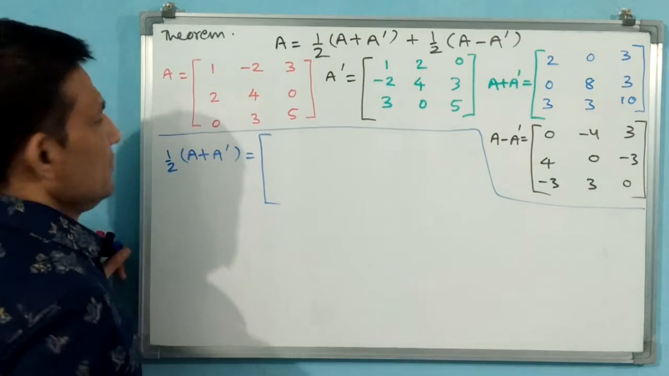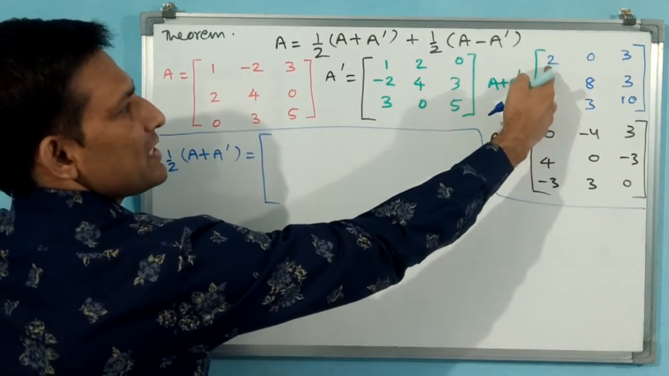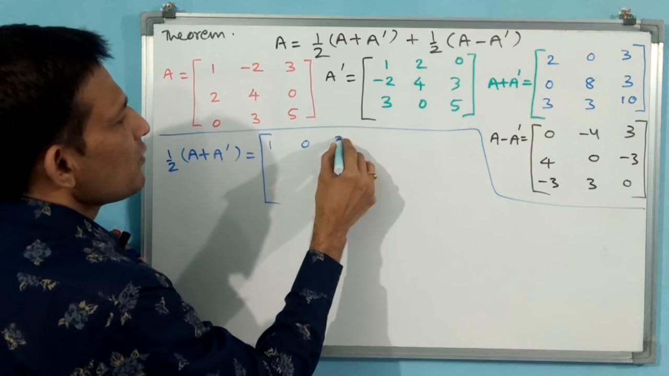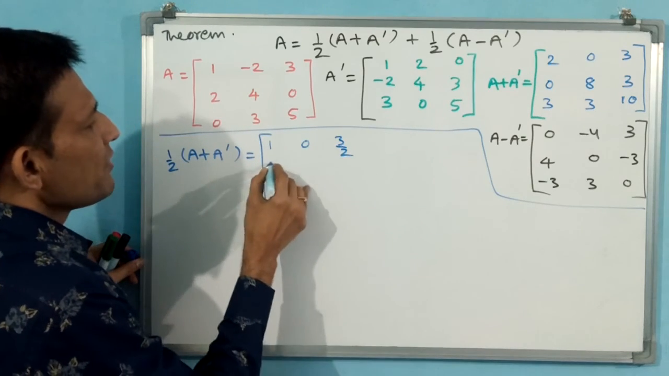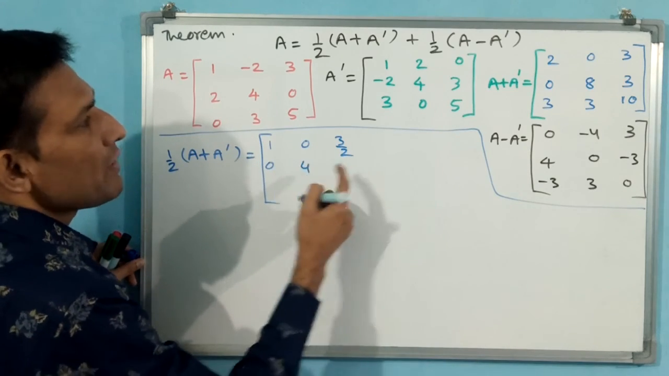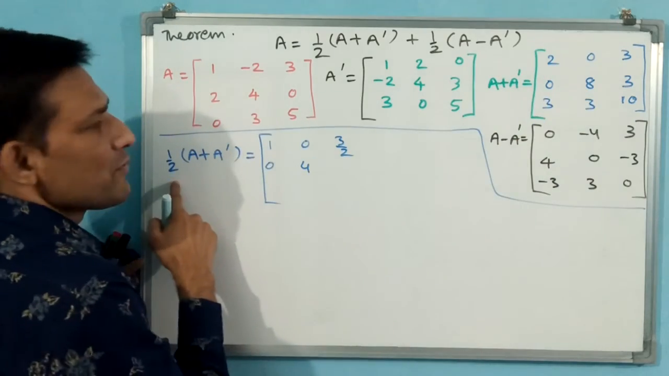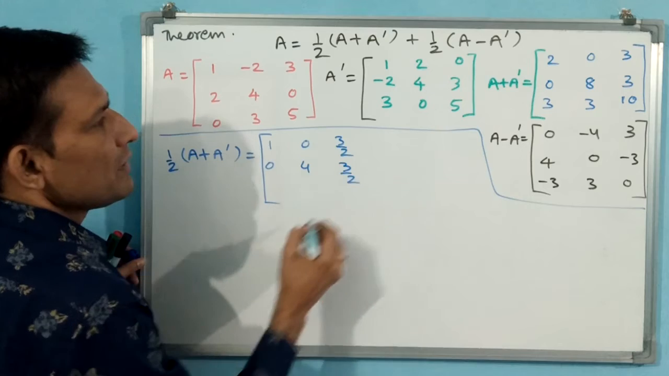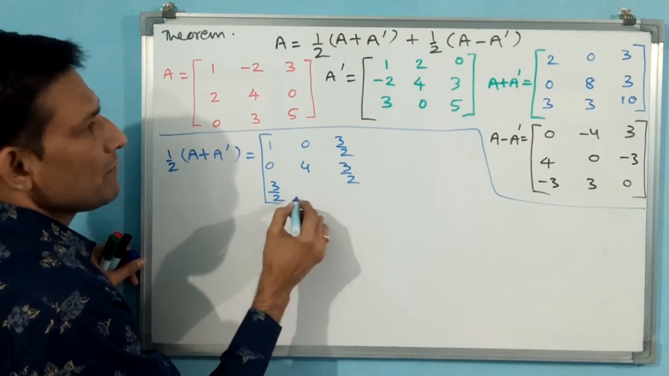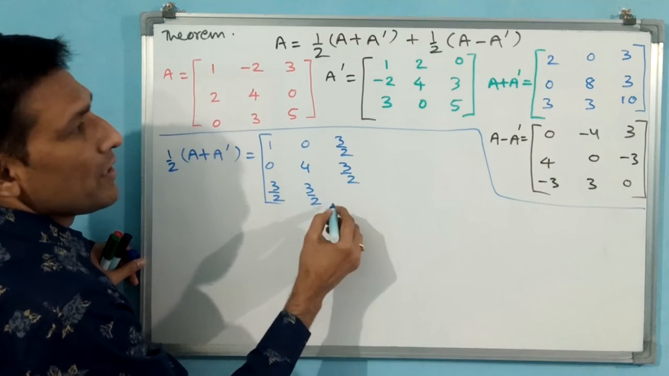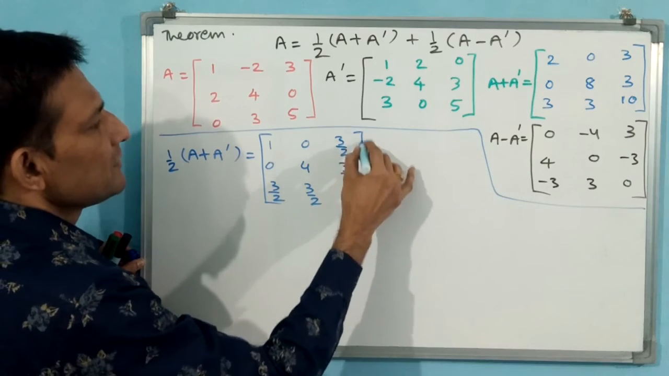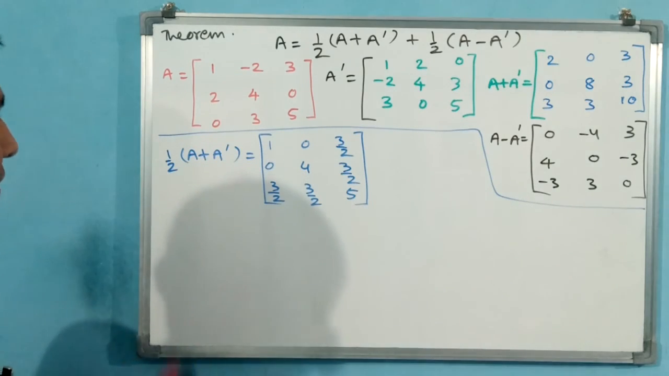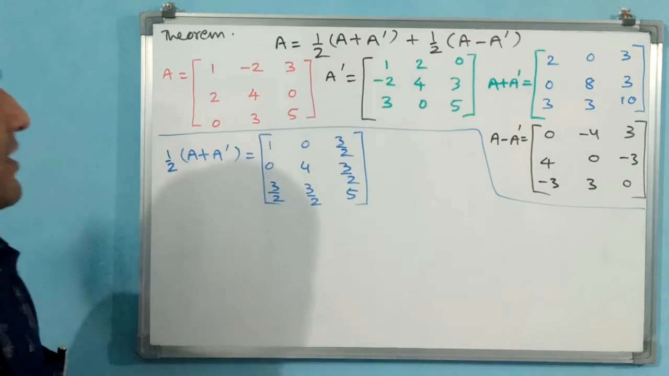Now you see, if you multiply with 1 by 2, automatically divided by 2: 1, divided by 2 0, 3 by 2, divided by 2 0, divided by 2 4 will come. Why? Because 8 by 2 is 4, 3 by 2, 3 by 2. Again here also 3 by 2 will come. Here 3 by 2 will come. Here 3 by 2 will come. 10 by 2 means 5. Now this is your 1 by 2 A plus A transpose.